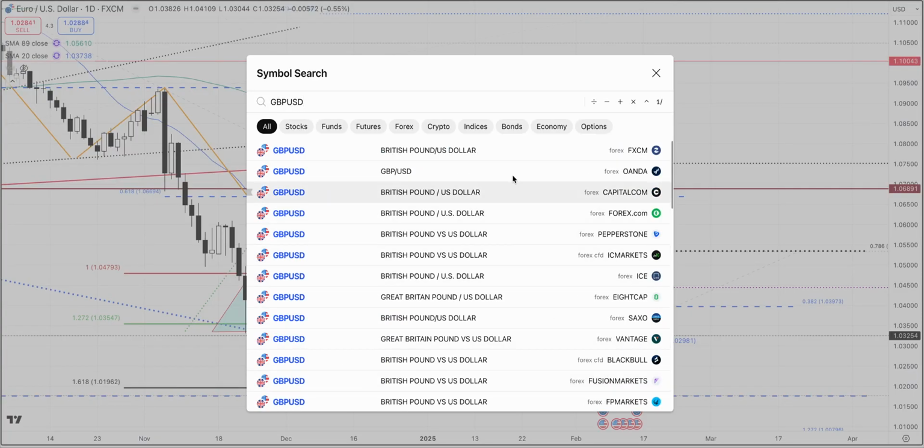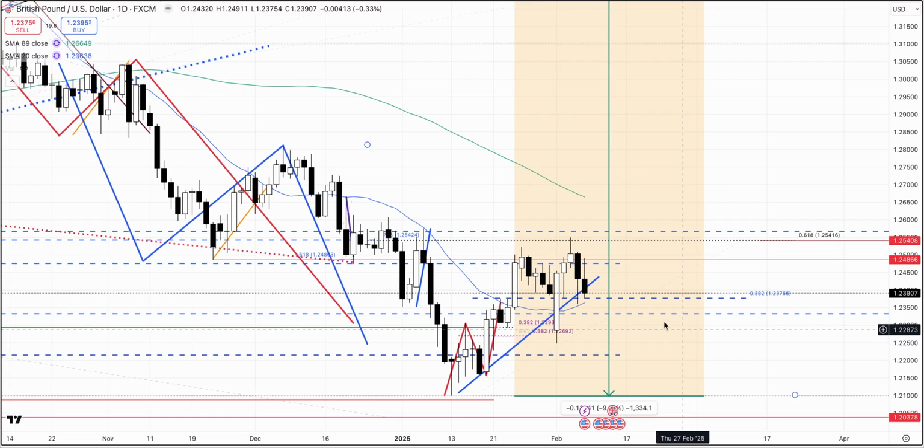Let's take a look at the British pound. Here we go. So the British pound is also range bound.